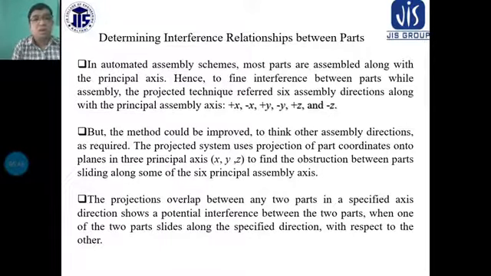A projection overlap between any two parts in a specified axis direction shows a potential interference between the two parts when one of them slides along the specified direction with respect to the other. Suppose you consider the movements according to the assembly conditions: the three axes mean six movements, six assembly directions will be considered.